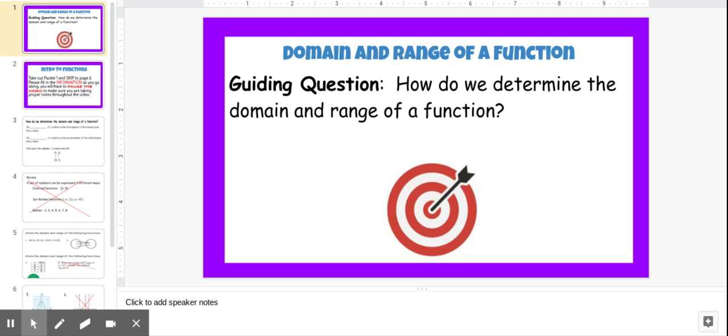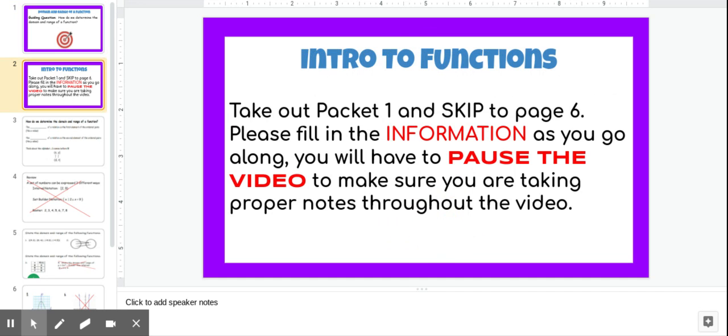Hey guys, so what we're going to do today is look at how to find the domain and range of a function. I'm going to ask you to take out packet one that we worked in yesterday, and we're going to skip over to page six, and we're going to fill in the notes as we go along.